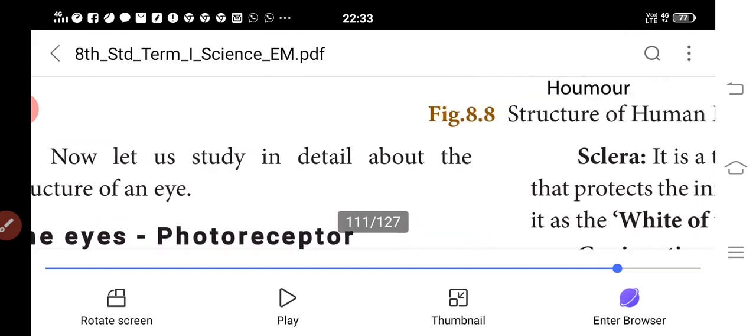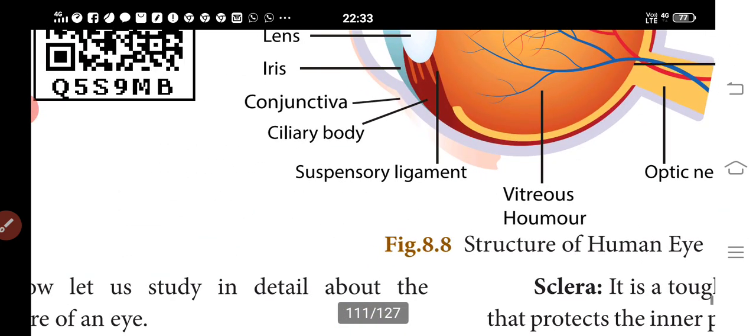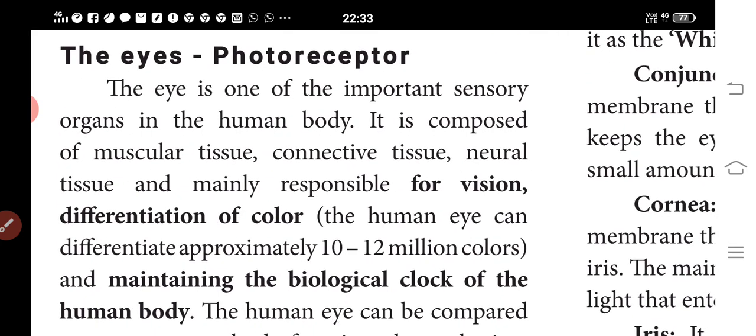So this is the eye. The eye is an important part. The eye is one of the important sensory organs in the human body.